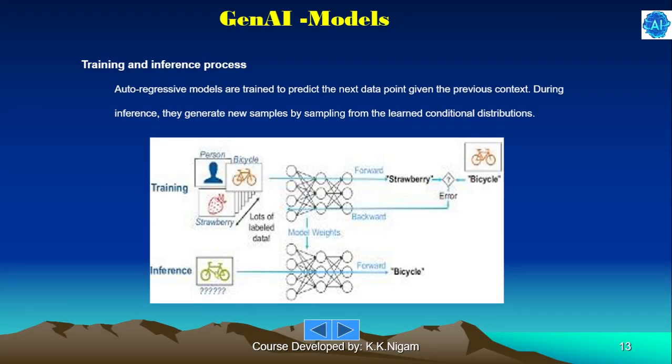Training and inference process. Autoregressive models are trained to predict the next data point given the previous context. During inference, they generate new samples by sampling from the learned conditional distribution.